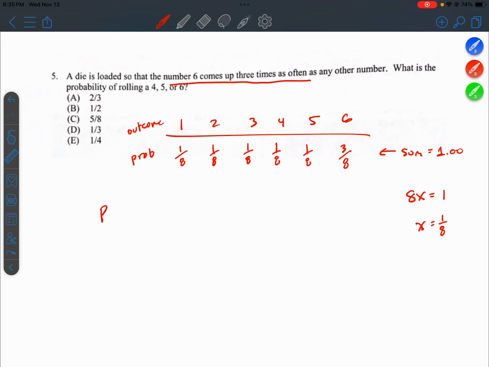What's the probability of rolling a 4 or a 5 or a 6? Well, that's just the probability of a 4 plus the probability of a 5 plus the probability of a 6. Right, so we can just add those probabilities together. Okay, there's no overlap to worry about, so no adjustments need to be made, and that's going to be 5/8.